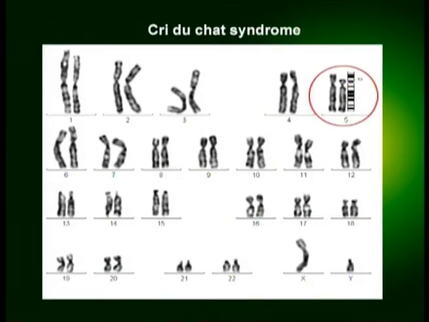So, in that case, there will be deletion of the chromosome number 5 in the P arm. Another example is deletion of the long arm of chromosome number 18. So, this will lead to a severe form of mental retardation.